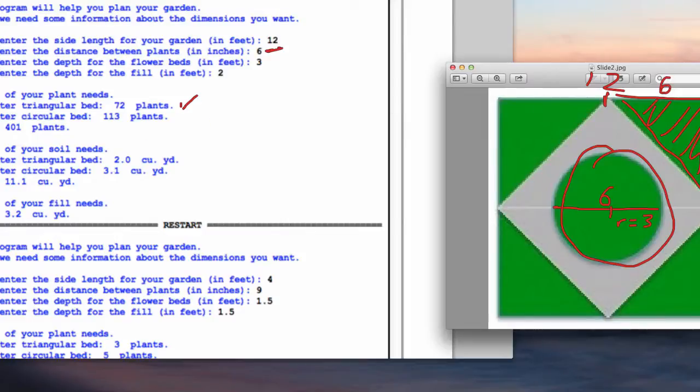All right, notice the each there. And then you'll come up with 113 inside the circle. And so there's 4 triangles and one circle, and you end up with 401 plants. So don't go any further until with pencil and paper you can come up with that and keep track of what you did.